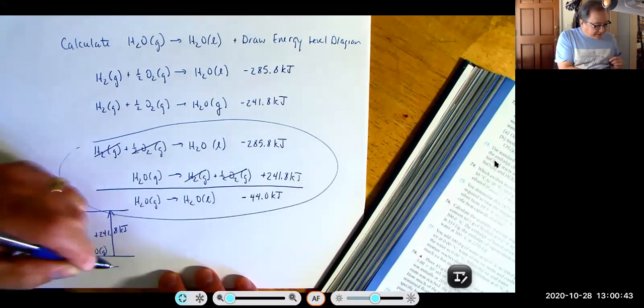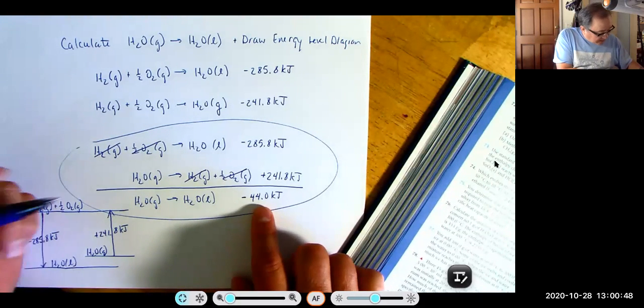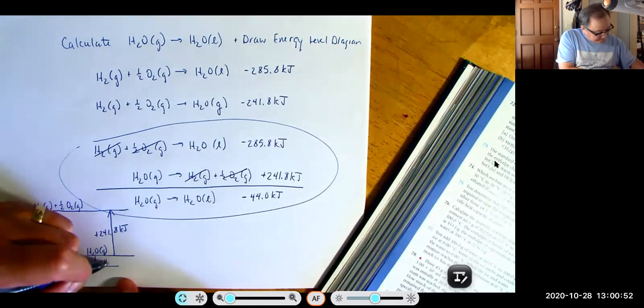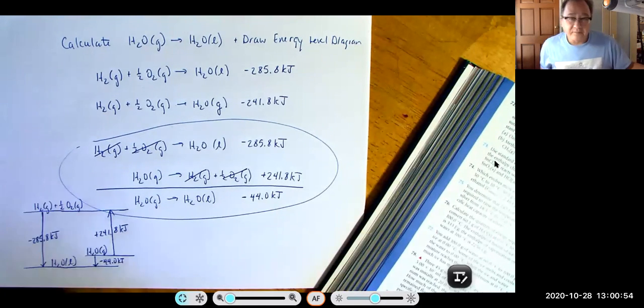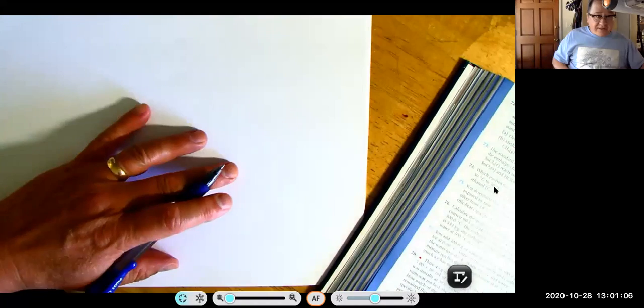So where is this one? Well, you know it's a negative, right? So I got to draw an arrow going down, and there it is. Any questions on that one? Okay, let's do one last tough one. So here are the reactions.